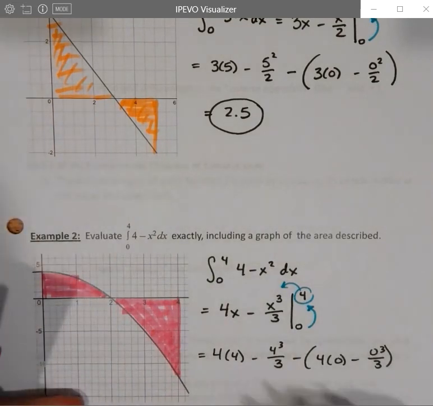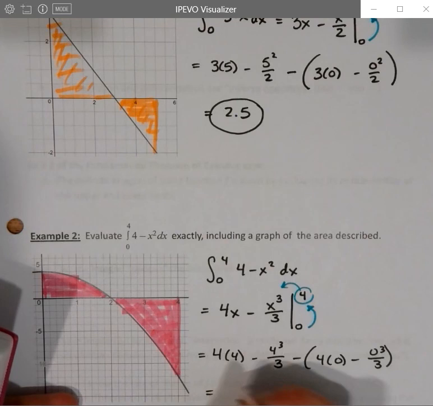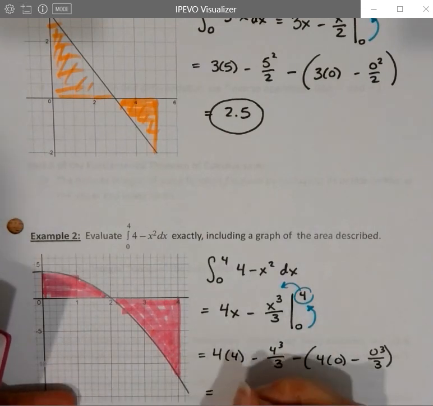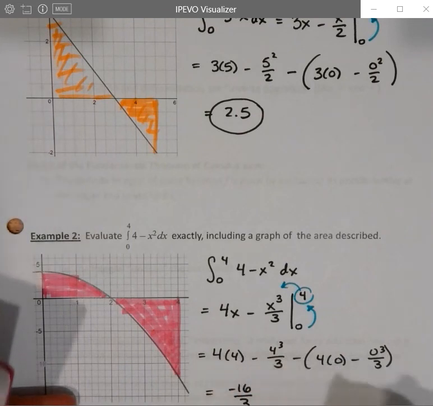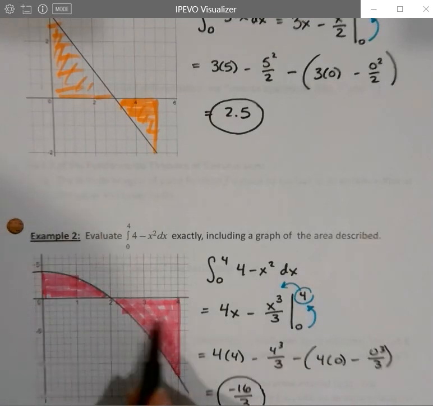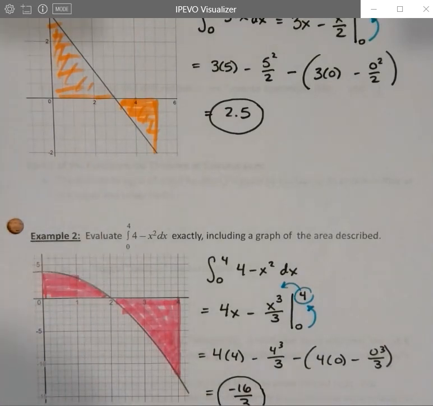If I calculate that, I just use a calculator. 4 cubed is 64, so that's 16 minus 64 thirds, which comes out as negative 16 thirds. So it is negative. I was guessing that it was going to be negative because it looked like this region was larger, and so that matches what I had expected. So it's negative 16 thirds.